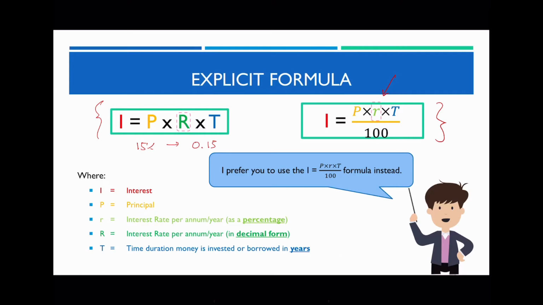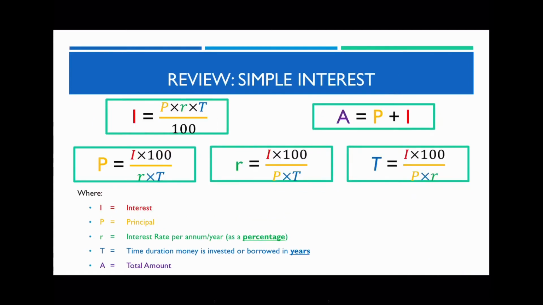But I personally recommend that you use the formula on the right hand side because there's less chance of you making an error. So please try to use this second formula, but if you're used to using the first formula, go ham with it. And once you find out what your interest is, then you can find out the total amount in your balance.